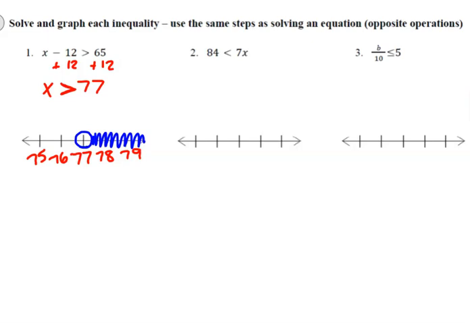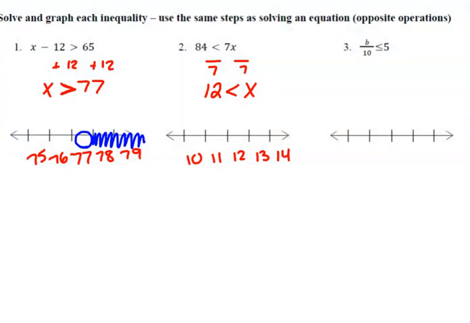So be careful. When I look at number 2, 84 is less than 7x. So I'm going to divide both sides by 7. 84 divided by 7 gives me 12, less than x. So here's where we want to be careful. I have a 12, so I'm going to put that 12 in the middle of my number line. We're going to count up and down. And I can tell by looking at my symbol that I need an open circle.